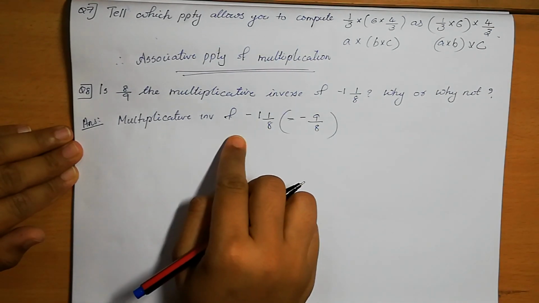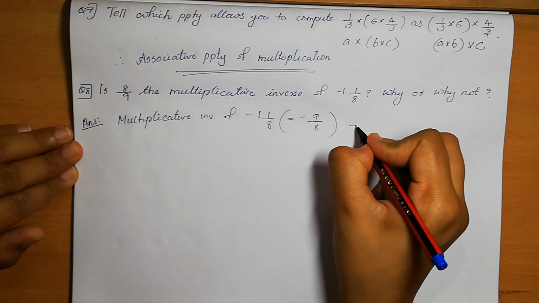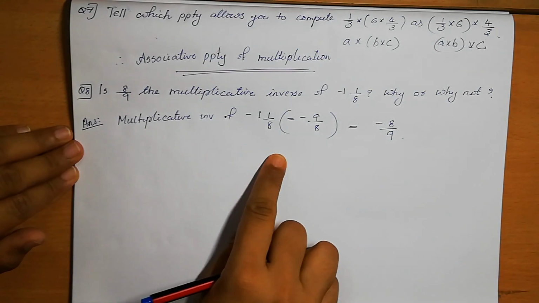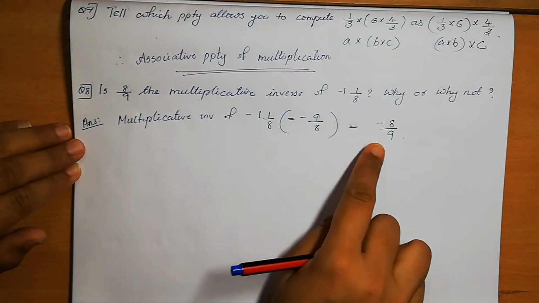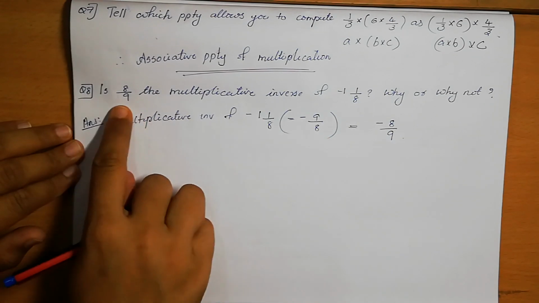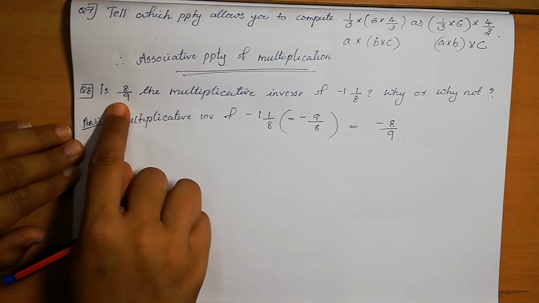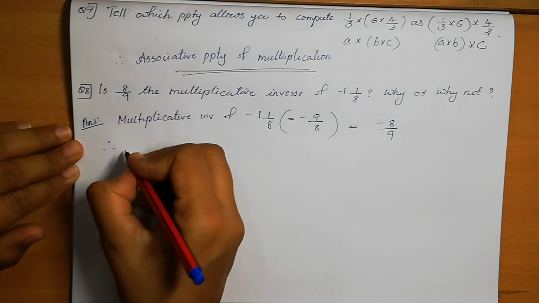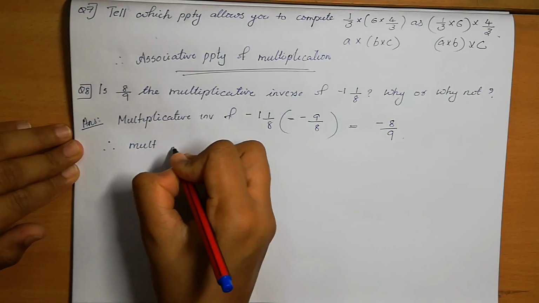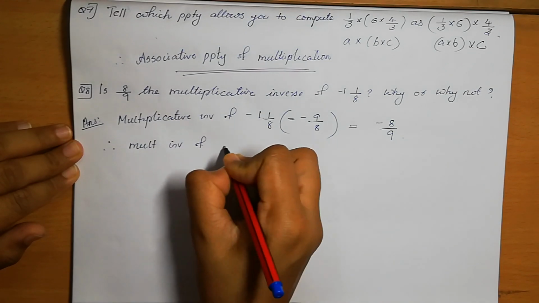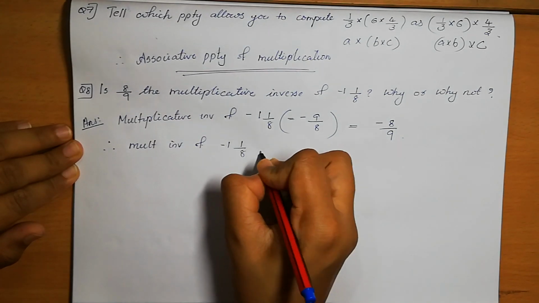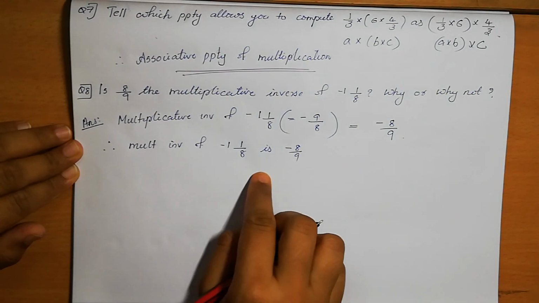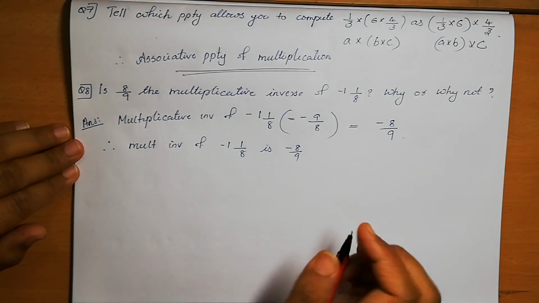So what is the multiplicative inverse of minus 9 by 8? Minus 8 by 9, standard form, correct. So the multiplicative inverse of minus 1 1 by 8 is minus 8 by 9. That is not equal to 8 by 9. 8 by 9 is plus, this is minus, correct. Therefore, the multiplicative inverse of minus 1 1 by 8 is minus 8 by 9, not 8 by 9.